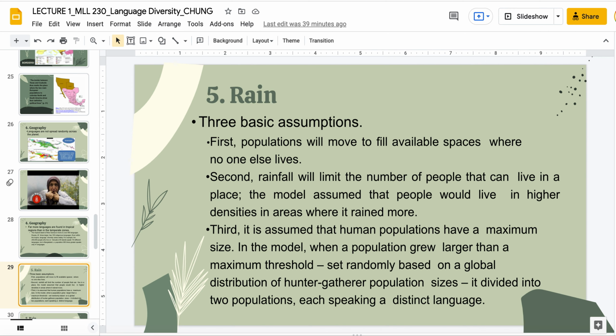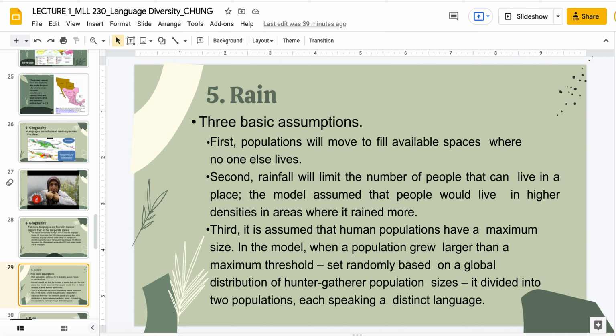Rain could have an effect. So if we're to assume that people will move to fill spaces where no one else lives, so when you go to explore a new land, hopefully you're not going to tread upon someone else's land, although that has happened, colonialism. But you're going to go somewhere where no one else lives, right? But you really have to think about rainfall. If it rains a lot, the rainfall will limit the number of people that can live in a place.